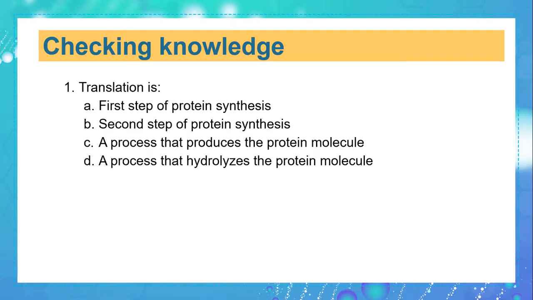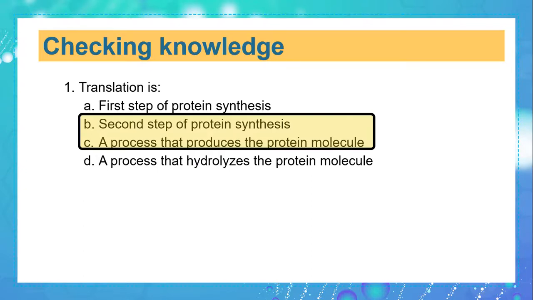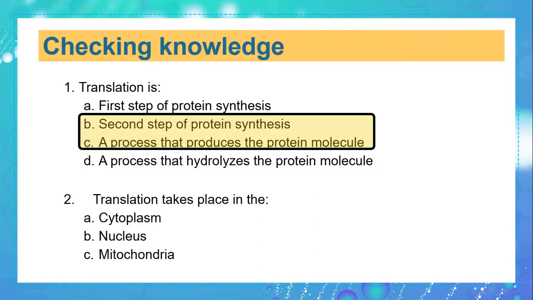Now, after watching the video, let us check our knowledge about this mechanism. Translation is the first step of protein synthesis, second step of protein synthesis, a process that produces the protein molecule, or a process that hydrolyzes the protein molecule. So here we have 2 correct answers: B, second step of protein synthesis, and a process that produces the protein molecule. Translation takes place in the cytoplasm, nucleus, or mitochondria. Yes, it is true. It takes place in the cytoplasm, so answer A is correct.